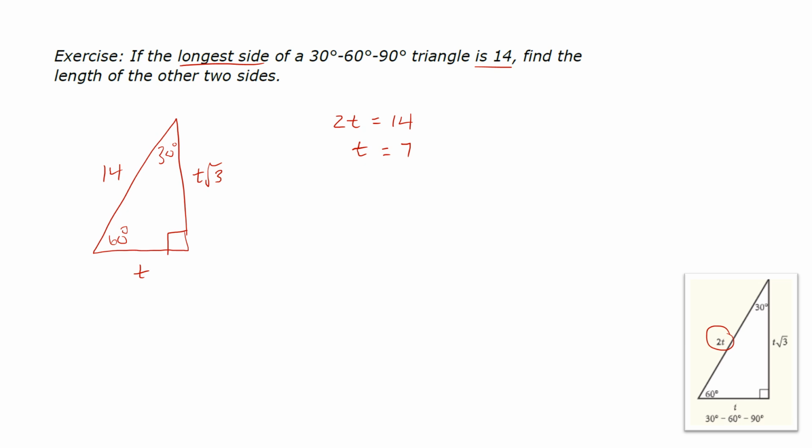I can find my last side, which is expressed as t times the cube root of 3, which would be 7 times the cube root of 3. So the lengths of my two missing sides are 7 and 7 square root 3.